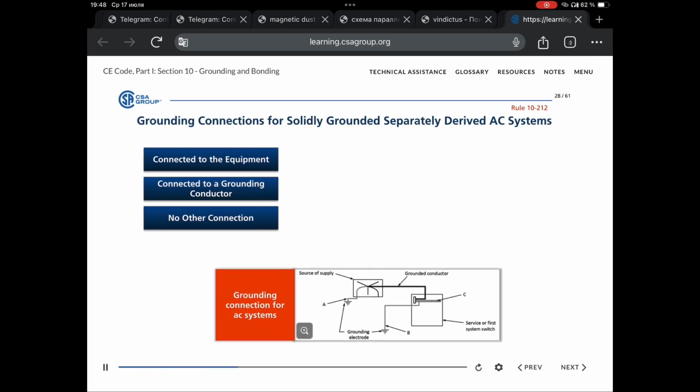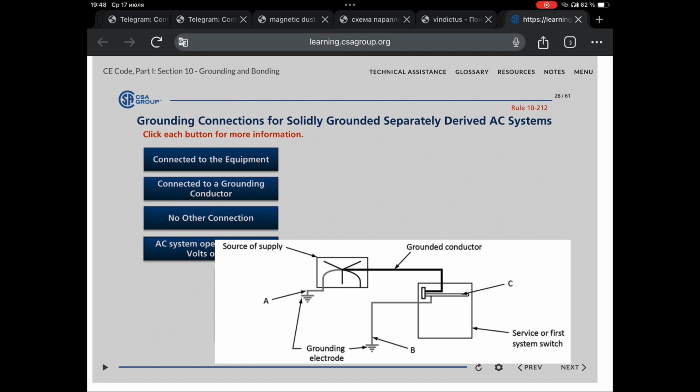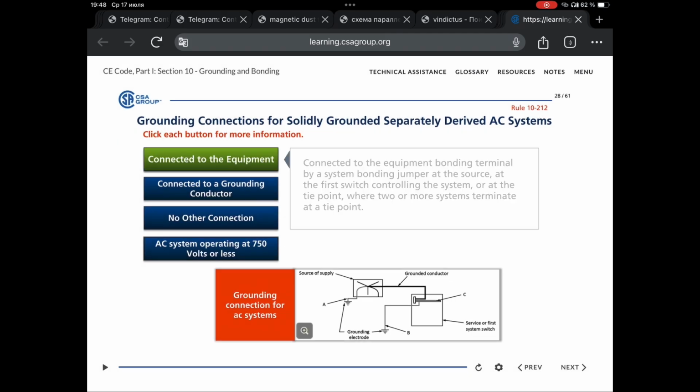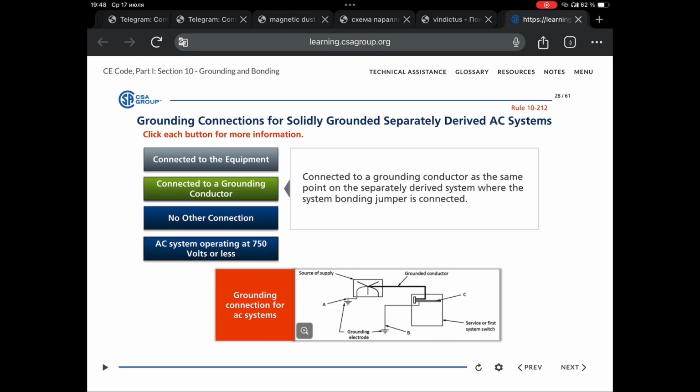The grounded conductor of a solidly grounded separately derived AC system is required to be connected to the equipment bonding terminal by a system bonding jumper at the source, at the first switch controlling the system, or at the tie point, where two or more systems terminate at a tie point. Be connected to a grounding conductor at the same point on the separately derived system where the system bonding jumper is connected.